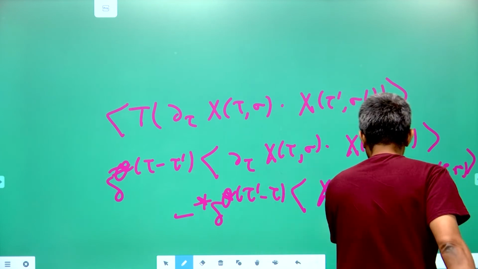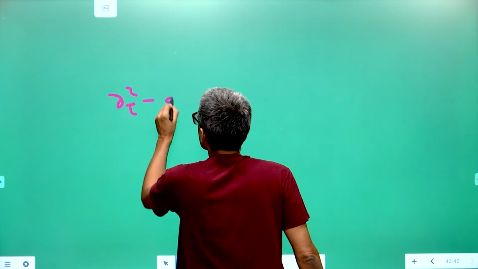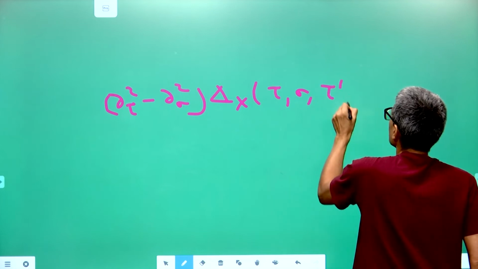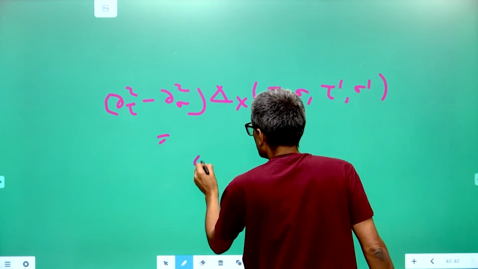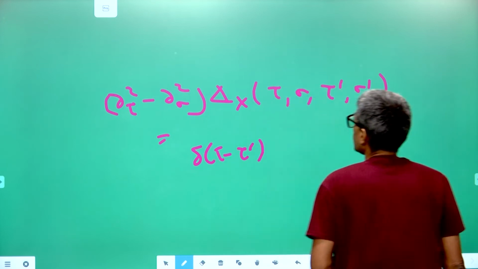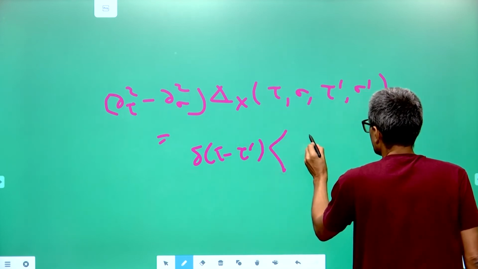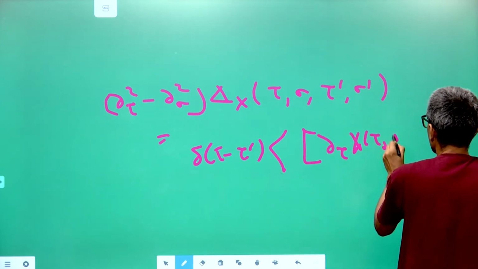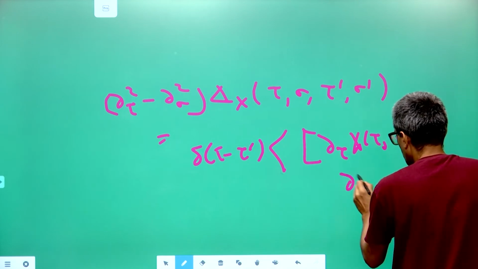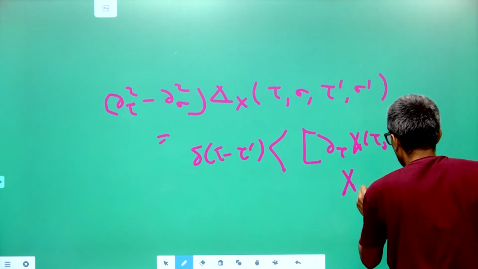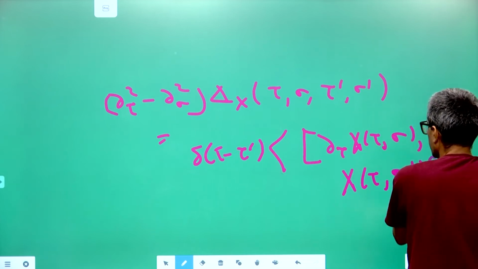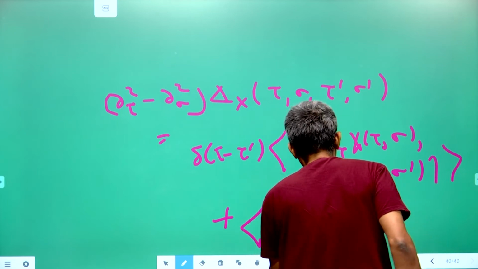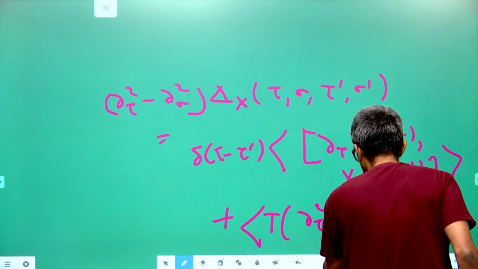So what I will get essentially is that (∂_τ² − ∂_σ²) acting on Δ X(τ,σ; τ',σ') will simply be equal to δ(τ − τ') times the commutator between ∂_τ X(τ,σ) and X(τ',σ'), because there is a delta function already, plus I will get a term like the time ordered version of ∂_τ² − ∂_σ².